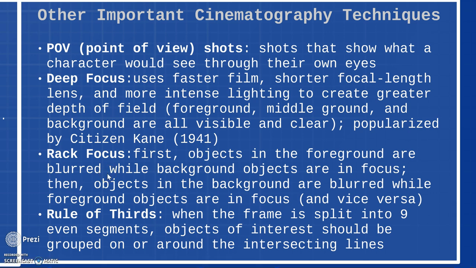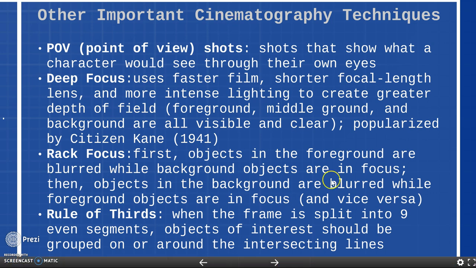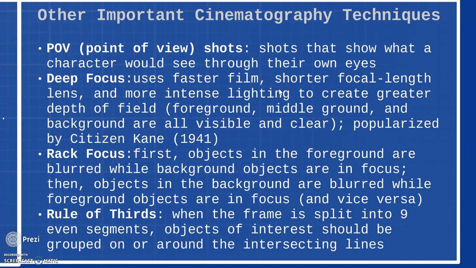So that's the rule of thirds. When you take the frame, you split it using horizontal and vertical lines into 9 even rectangles, and then you use those lines to determine where you're going to place your important characters, your important props on the screen. So this is a basic technique of photography and cinematography. So that covers us for cinematography for this week.